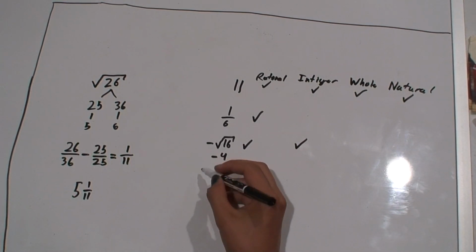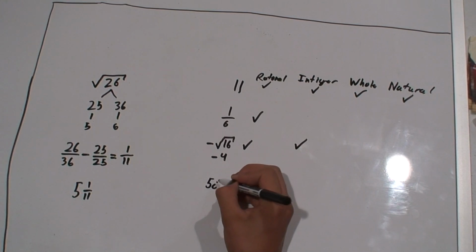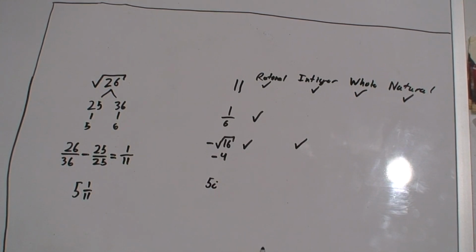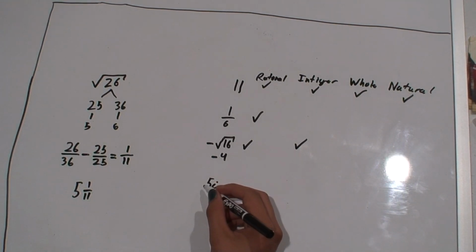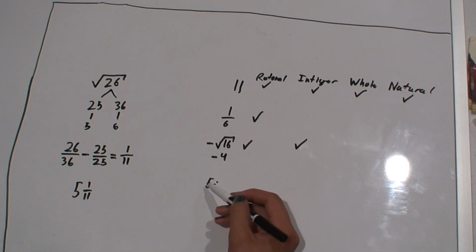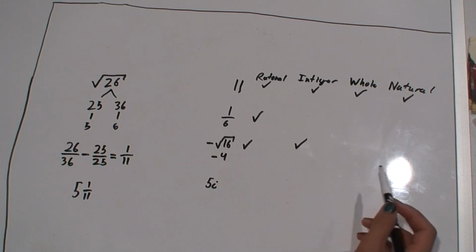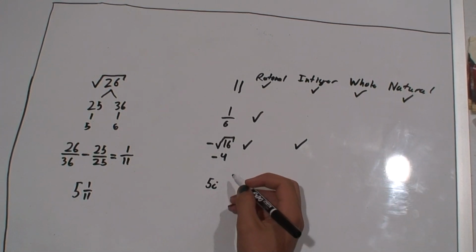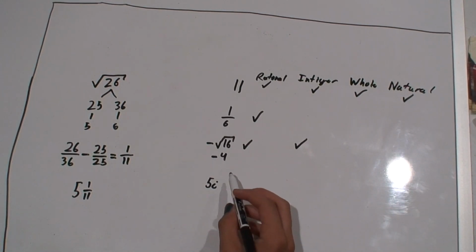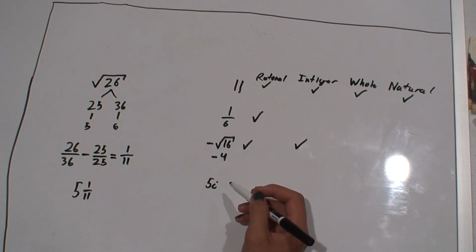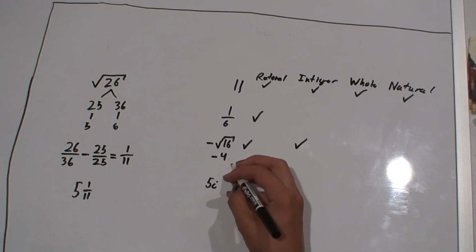Now this number, which is 5i. In this case, i stands for an imaginary number. So even though 5 is a rational whole natural integer, since it is being multiplied by an imaginary number, it is not rational. So this is an imaginary number.